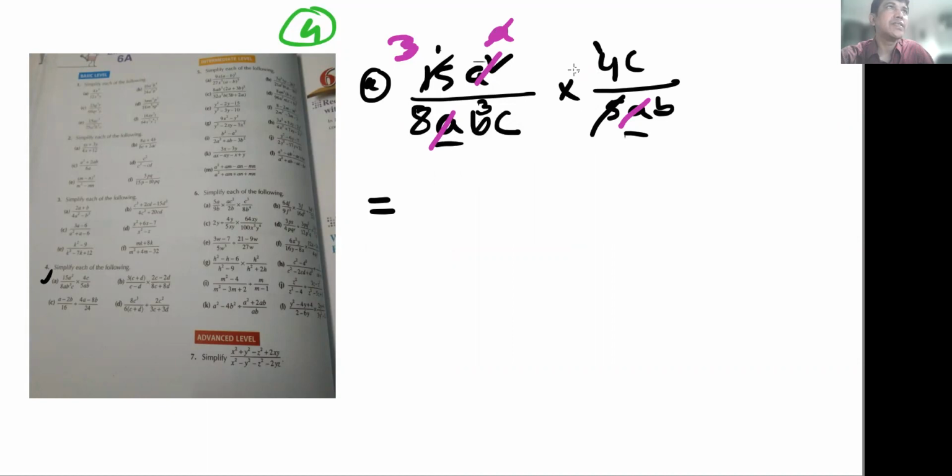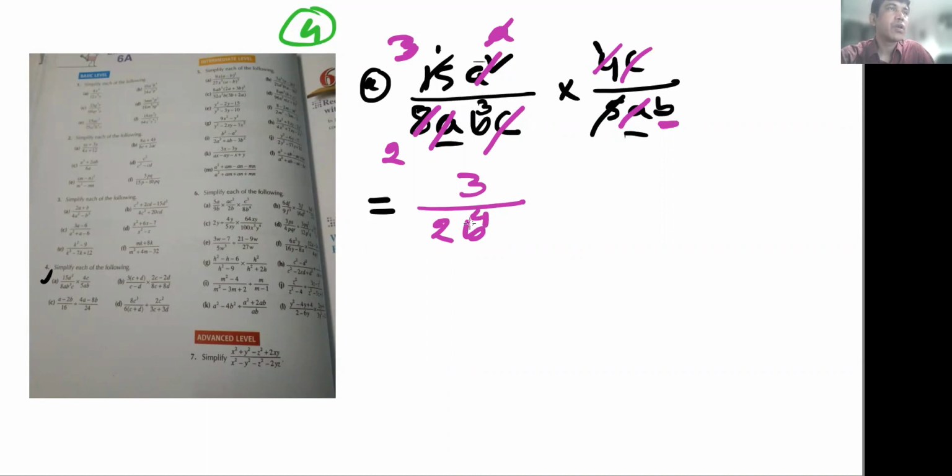Like this, we have B cube. Is there anything B on top? No. C and C are there, so C will get cancelled. Now remaining 8, we can cross 8 by 4, yes, 2. So what remains on top? Only 3, and the bottom is 2B cube. 2B, not Q. This is 3 and here another B is there. You have to be careful, don't be in a hurry. So B to the power 4.